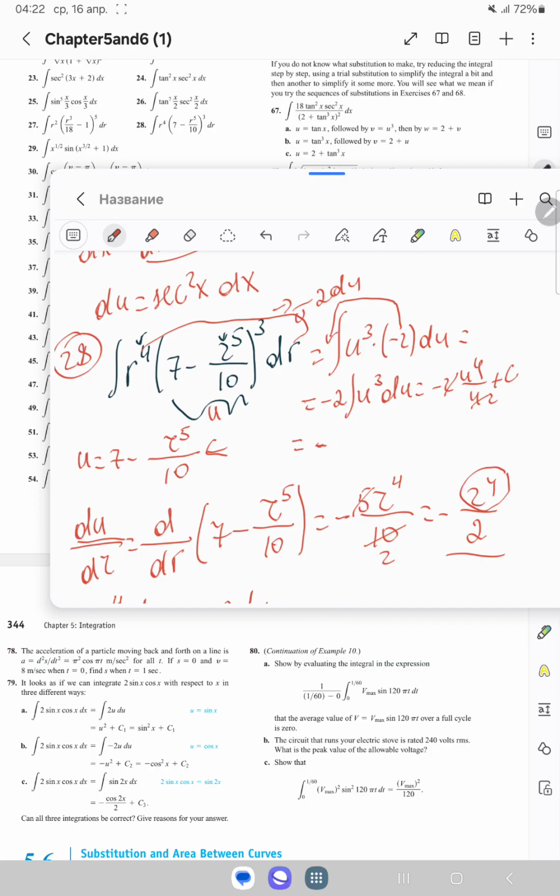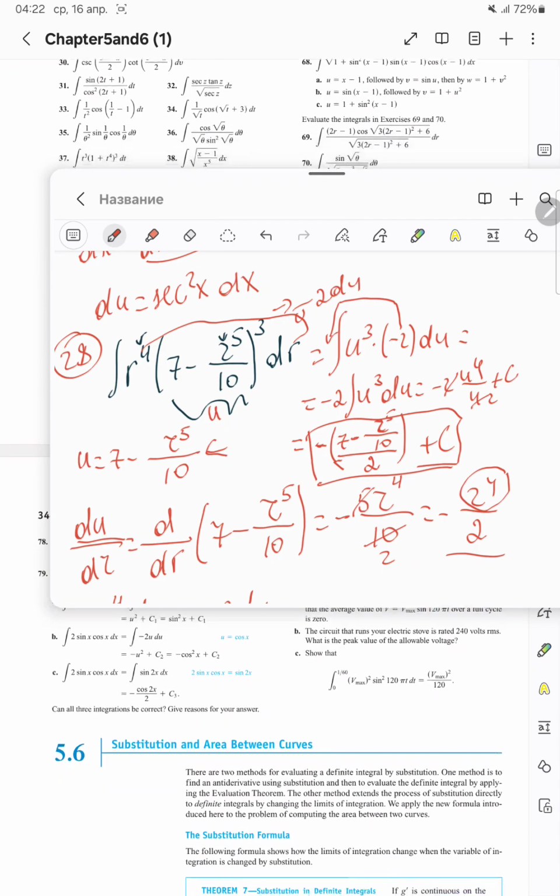Instead of u I will write this: minus 7 minus r to the power of 5 over 10 to the 4 over 2, plus c. You can make it simple, but this is the answer.